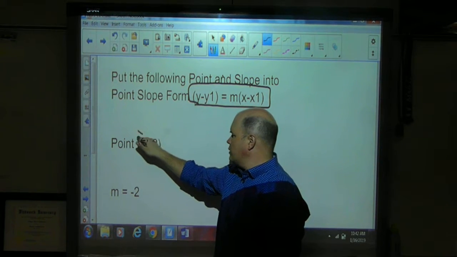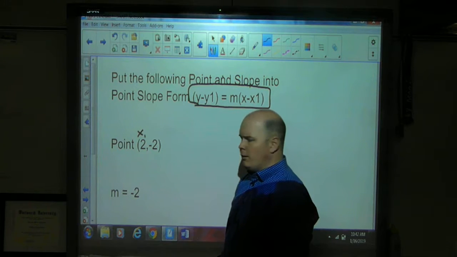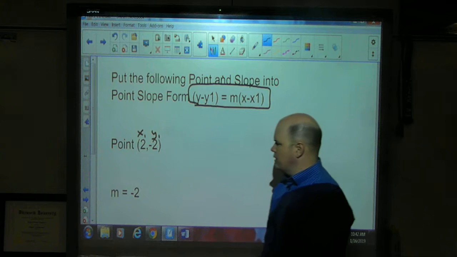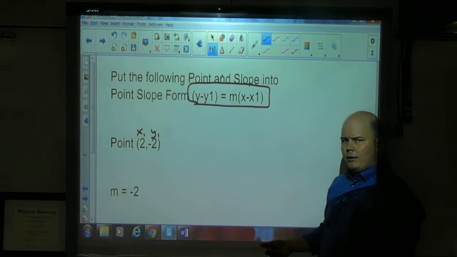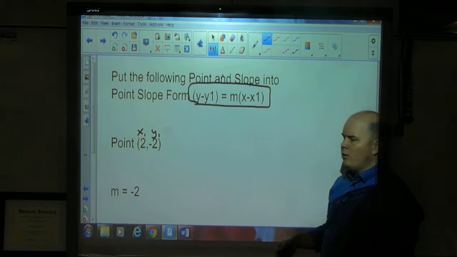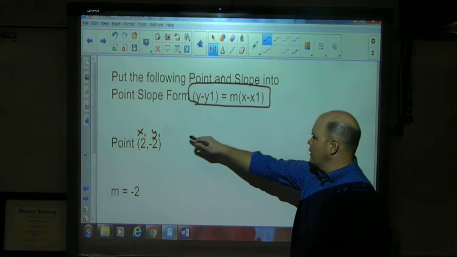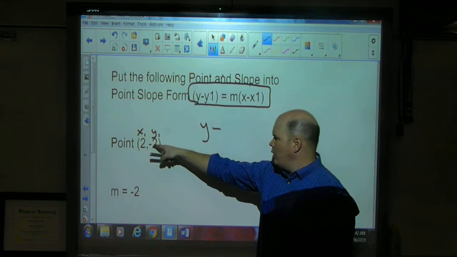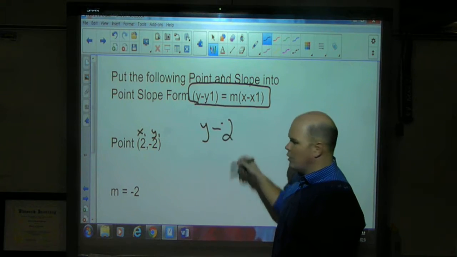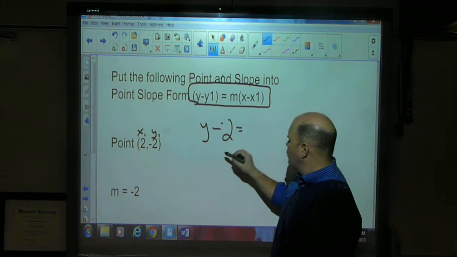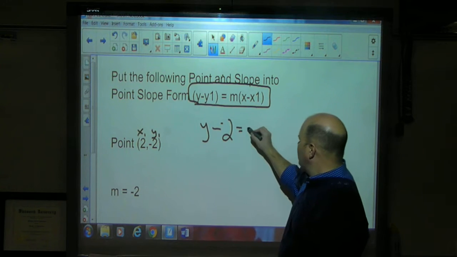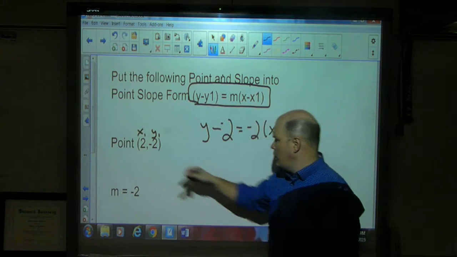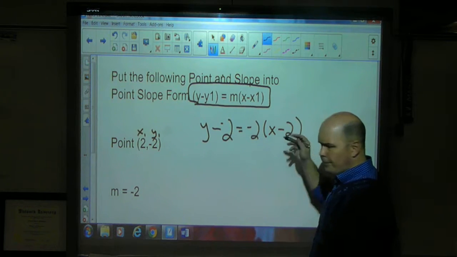This would be my x coordinate, and since it's being labeled as x sub 1 since it's the first one, and that's my y coordinate, or y sub 1. Now that I have that in place, I can go through the entire equation pretty simply. So I'm just going to plug everything in. Y minus my y1 is a negative 2, so I'm just going to write that in. And that's equal to my slope, which is negative 2 times x minus my x1, which is 2.